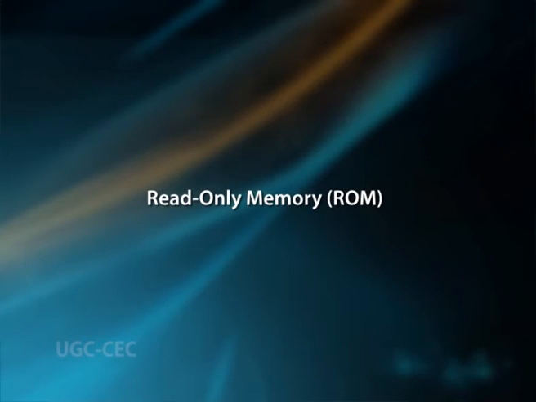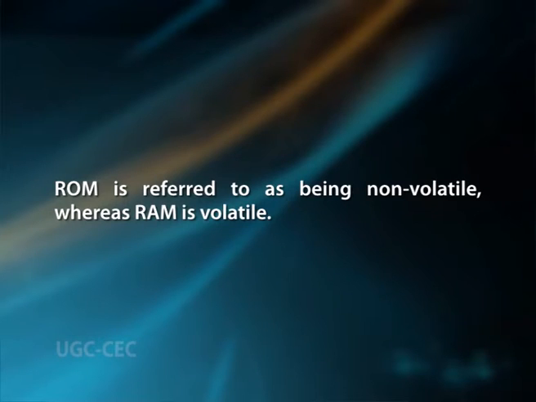And another part is read-only memory or ROM, computer memory on which data has been pre-recorded. Once data has been written onto a ROM chip, it cannot be removed and can only be read. Unlike main memory, RAM, ROM retains its contents even when the computer is turned off. ROM is referred to as being non-volatile, whereas RAM is volatile.